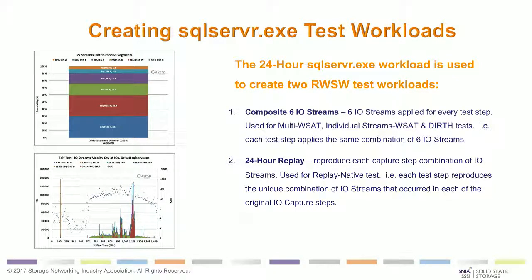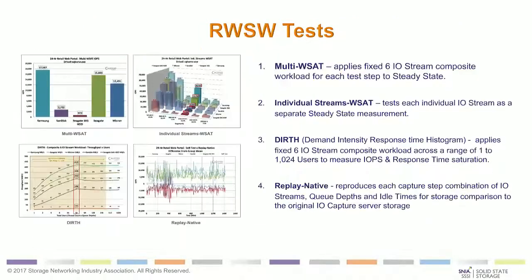So on the one hand, you have this fixed 6 I/O stream workload applied to the storage, and in the other case, you have a changing combination sequence to storage. Okay, those are the 2 types of workloads. So looking at the first one, here is a summary of the next 4 slides.